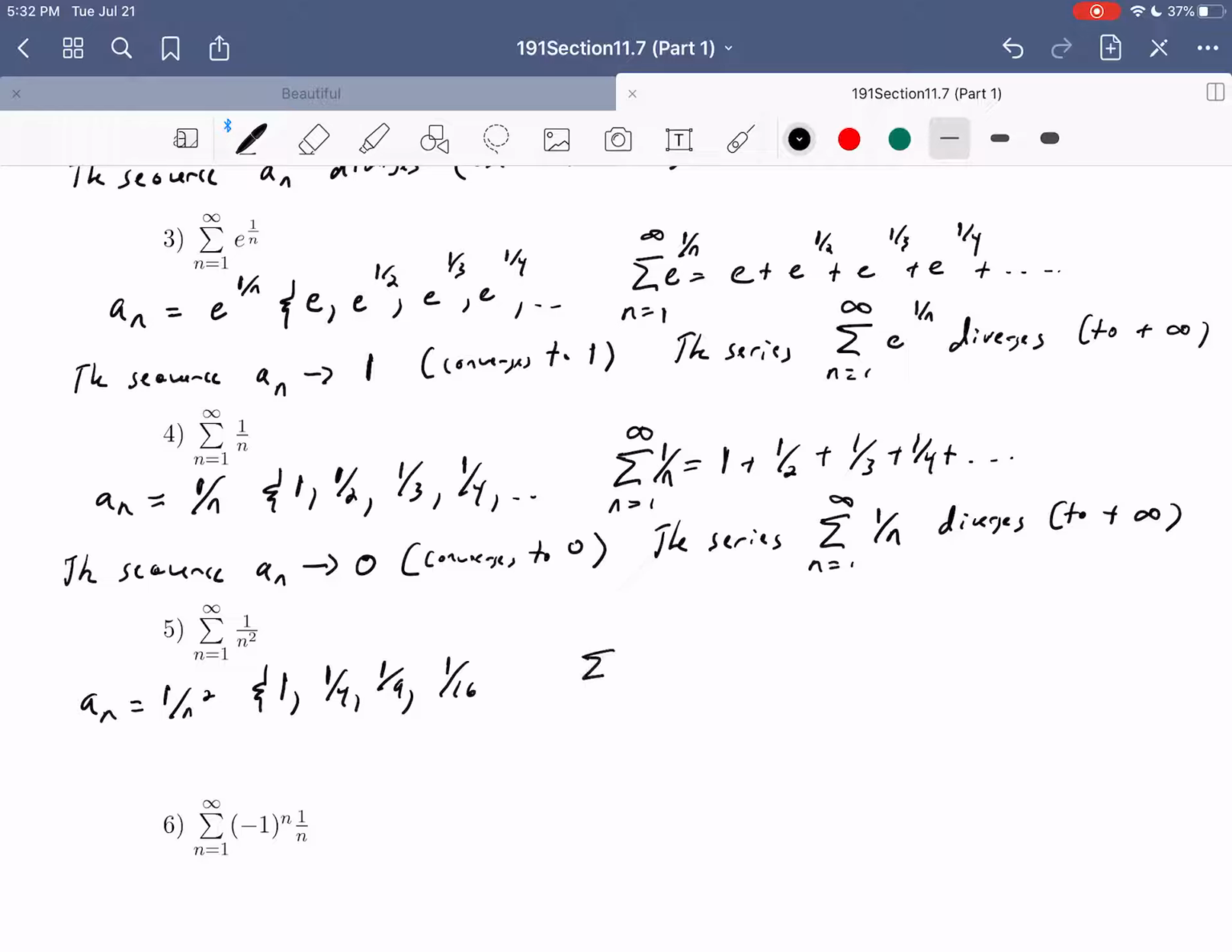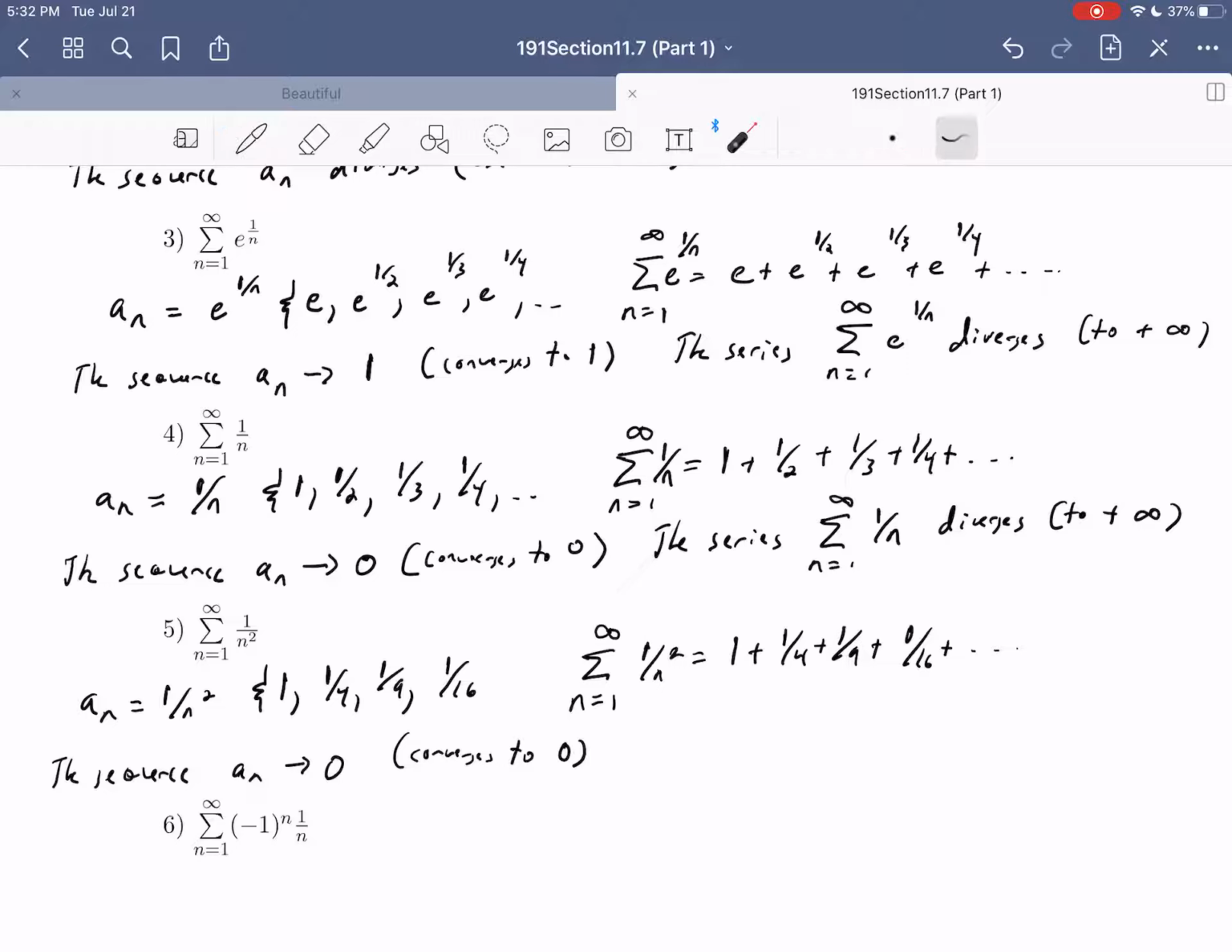And of course, the sum, or the series, is 1 plus a quarter, plus a ninth, plus a 16th, plus ... Well, once again, it should be no doubt that the sequence, a sub n, goes to 0. It converges to 0 for sure, right? I mean, again, numerator is not changing, but the denominator is getting larger and larger.